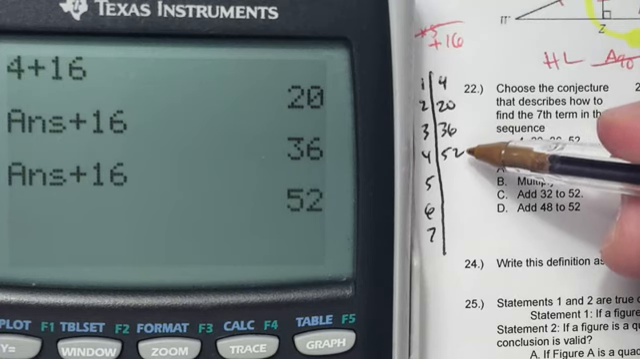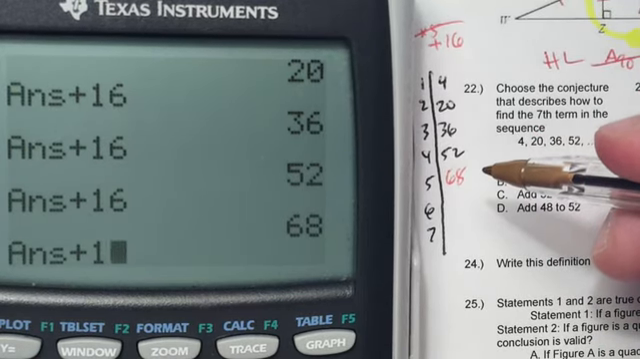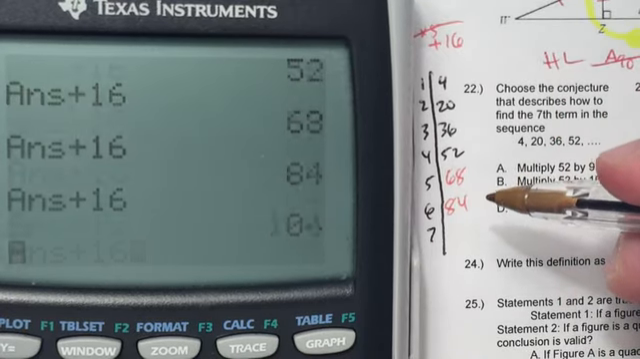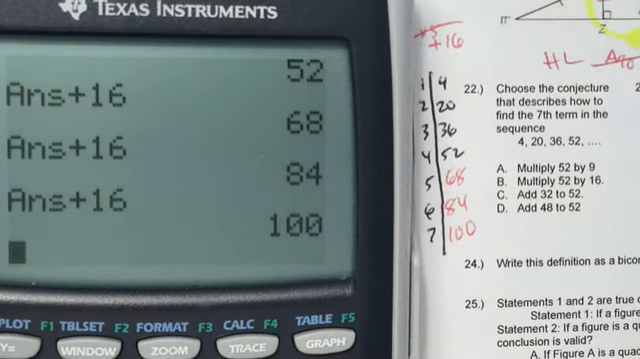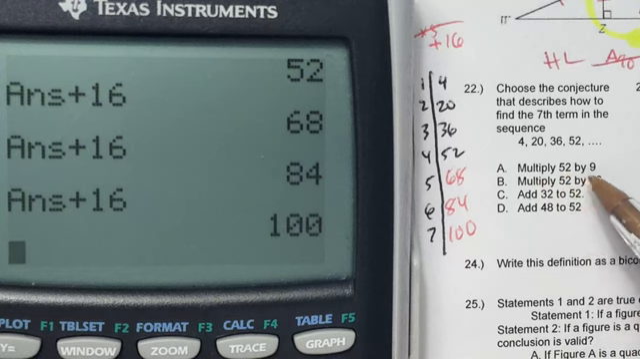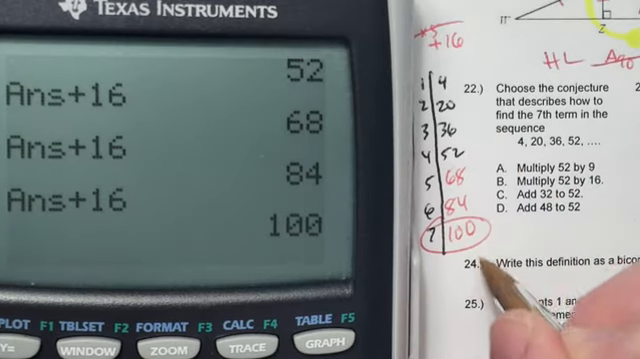Okay, I think I figured it out. So let's just keep adding 16. I get 68. Add 16, I get 84, and add 16, I would get 100. Okay, so add 16 is what I need to do. Now, which one best describes that? Okay, multiply 52 by 9. None of this is saying add 16, is it? But I know for a fact I want 100.